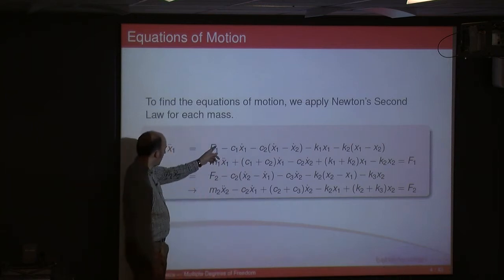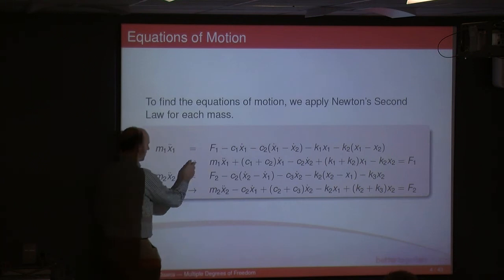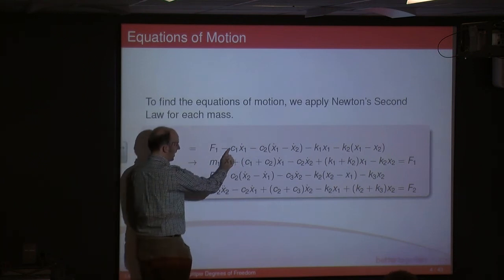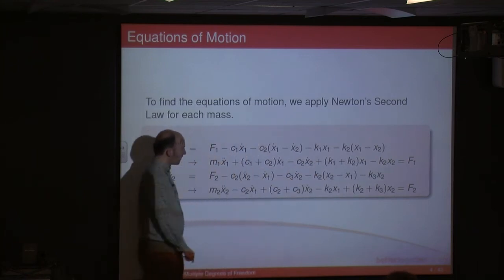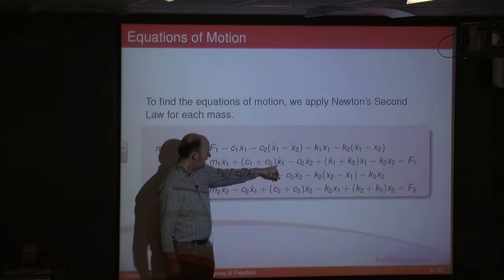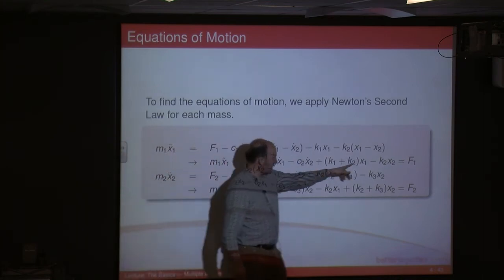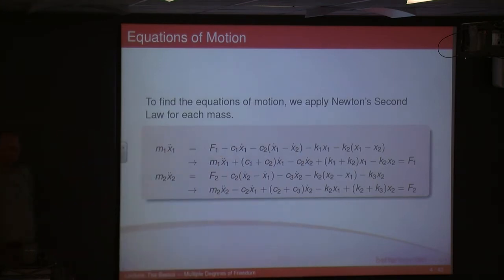In this line I've just rearranged it. I've put all the terms with x and x dot over onto the same side as the mass times acceleration, so all those minuses become pluses. I've multiplied out some of these terms and grouped them in terms of x1 dot, x2 dot, x1 and x2. And then obviously F1 is on the other side.